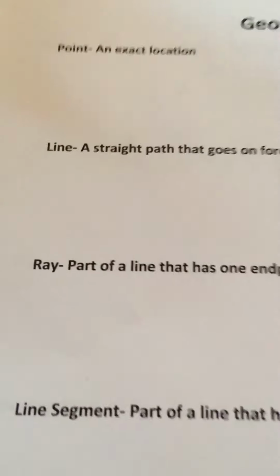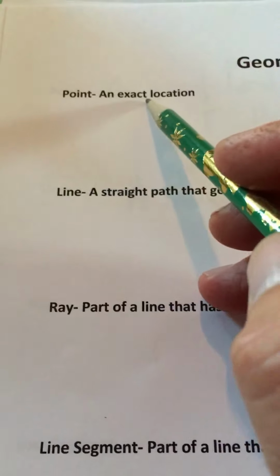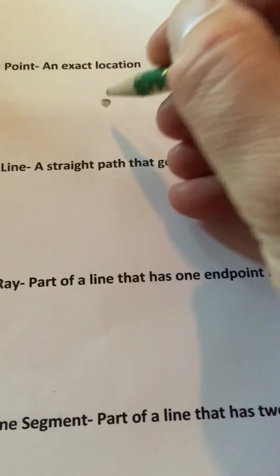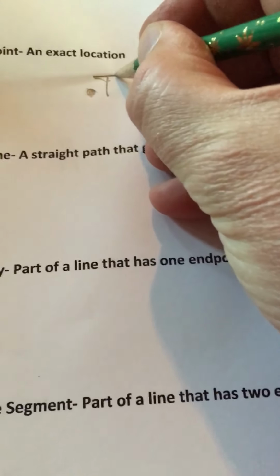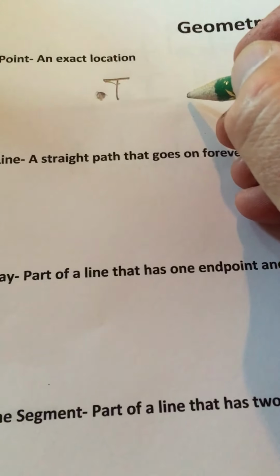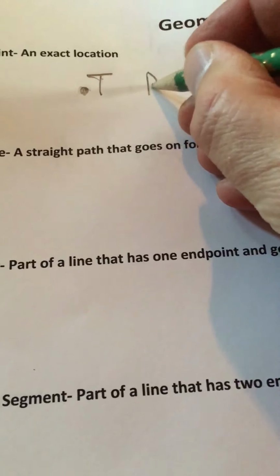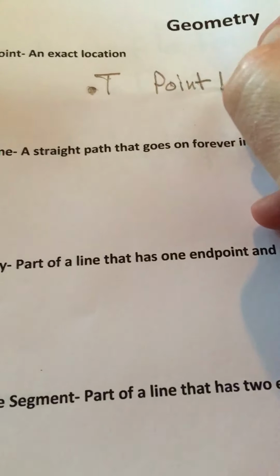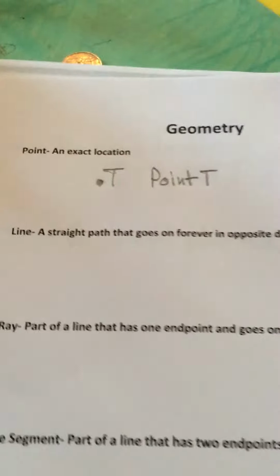All right, so the first term is a point, and a point is an exact location. And it looks like a dot, okay? And we'll call it point T for tulip, all right? And we will call it point T, okay? Point T, like my head.